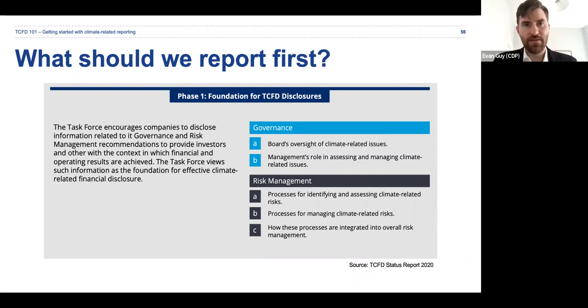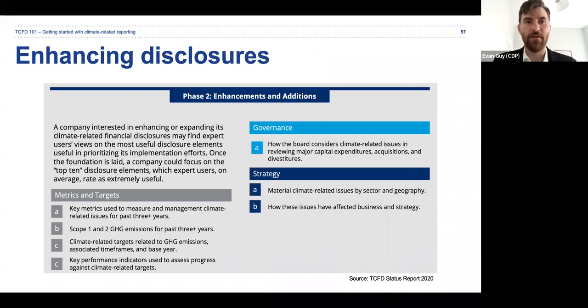your disclosure journey. At this stage, it's not expected that companies give a very point-by-point granular demonstration of governance or risk management, but it's at least expected to outline some of the board's oversight, management roles, as well as the processes used to identify, assess, and manage climate-related risks and opportunities. Once you have put that foundation in place, in phase two, companies can really look to enhance their disclosure by adding strategy elements that identify what risks and opportunities they're considering, as well as which ones are financially material and what that impact may be on their business.